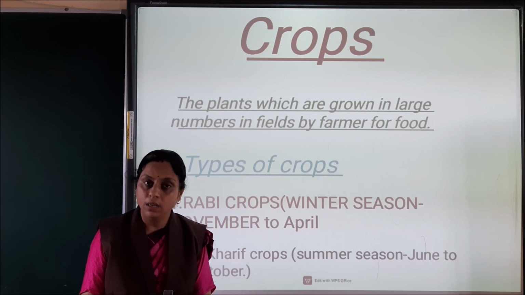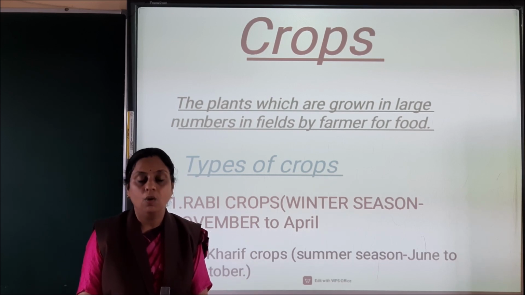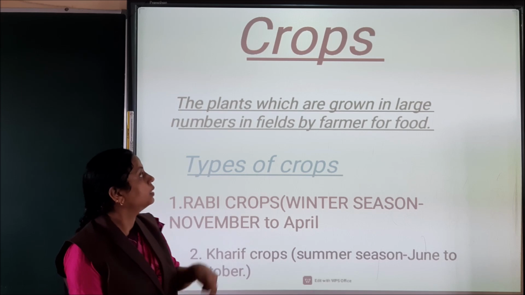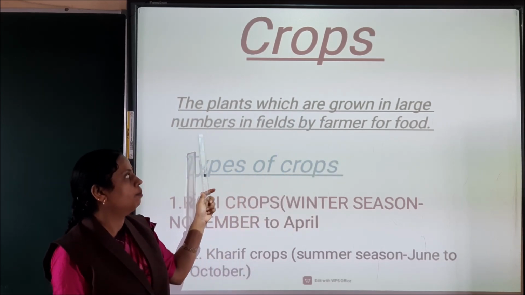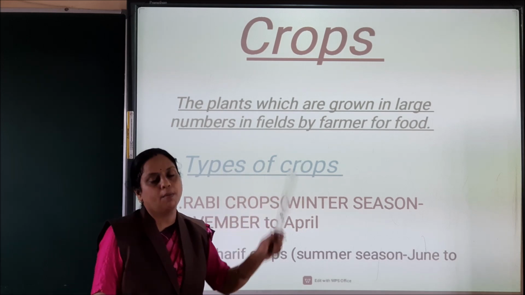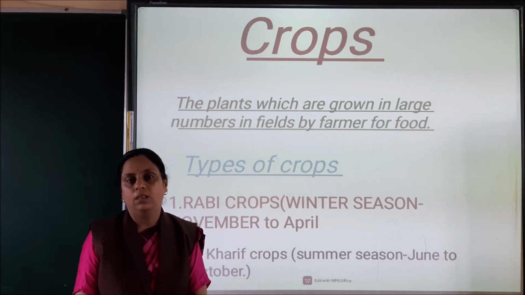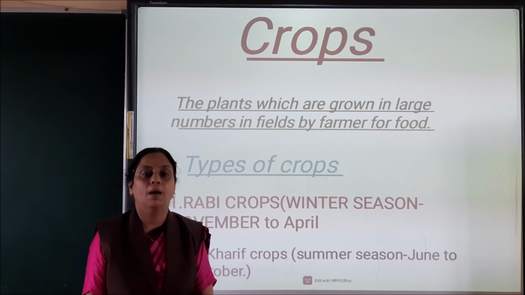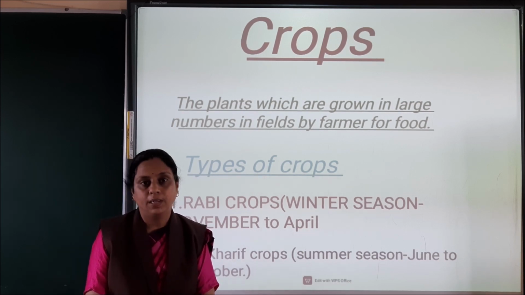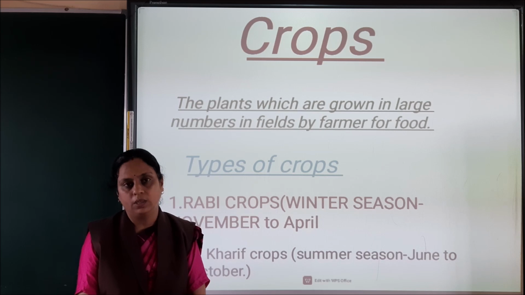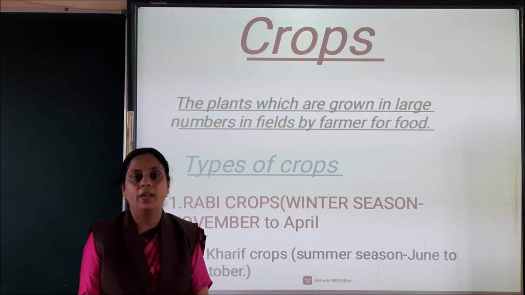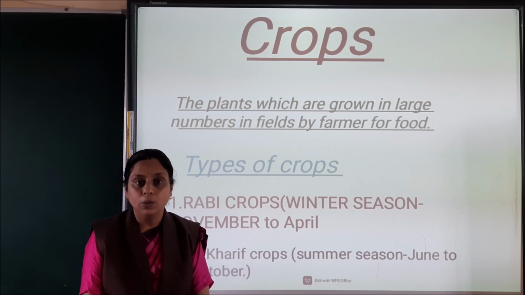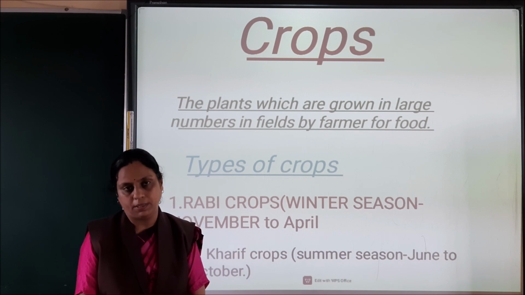Then these are called the crops. So what are crops? Crops are the plants which are grown in large number in the field by farmers for food. They are called the crops. For example, fiber crops like cotton, jute, oil producing plants, for example, sunflower oil, mustard oil, food crops like wheat and grain. All these are the crops.